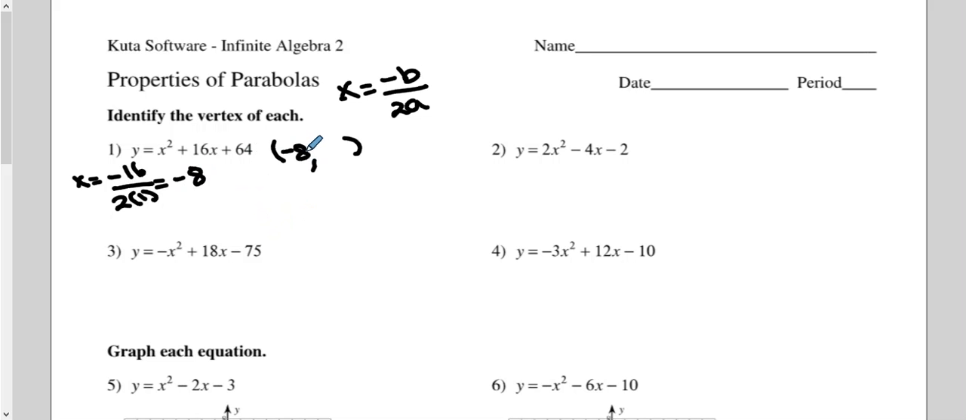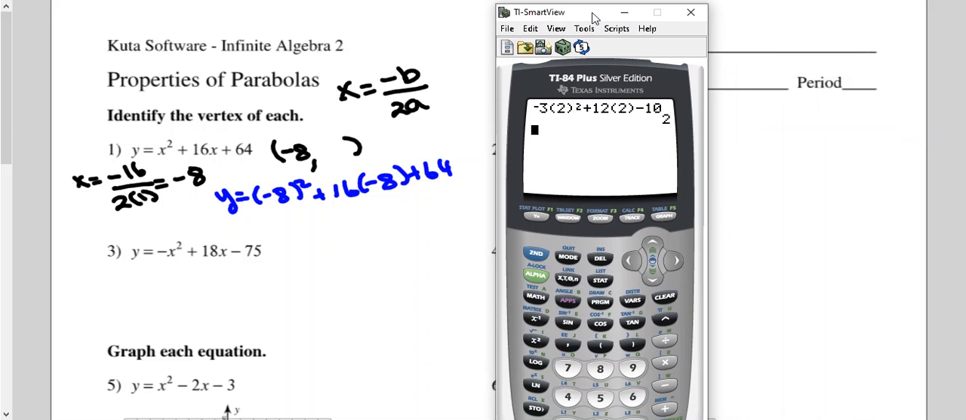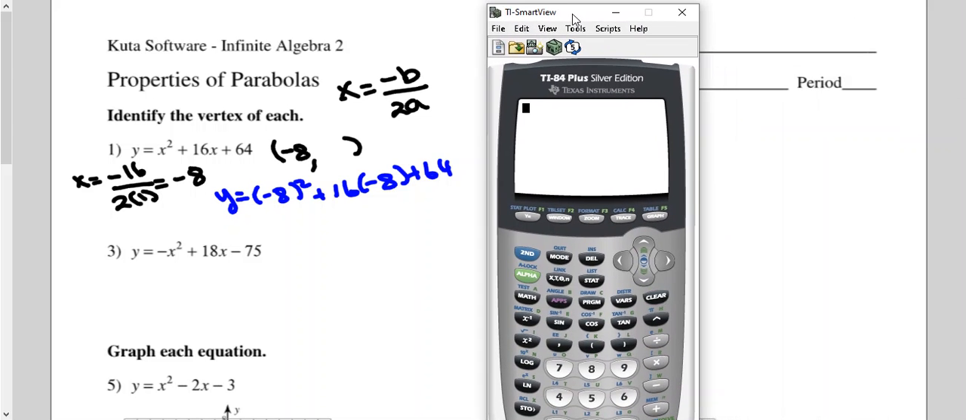Now to find the y-coordinate, you're going to take the negative 8 and plug it in here, and that'll give you your y-coordinate. I'll do it in blue. So you have y equals, and I'm going to take the negative 8 and plug it into both of these x's here. So you have negative 8 squared plus 16 times negative 8 plus 64. Since it's order of operations and I have my calculator, I'm just going to plug it into my calculator.